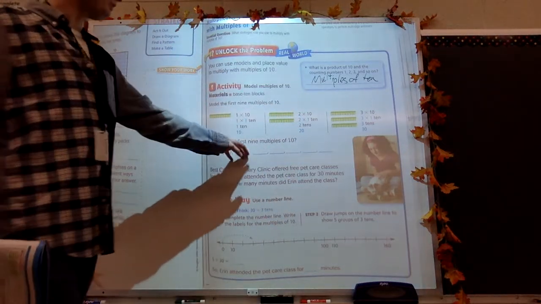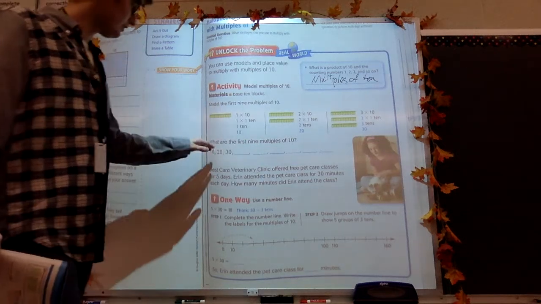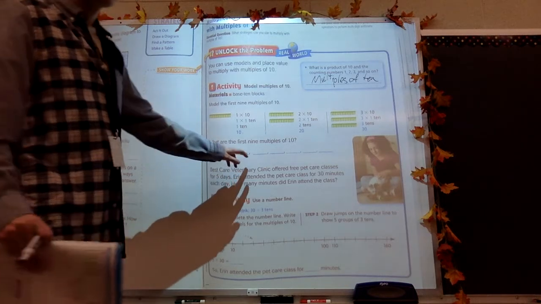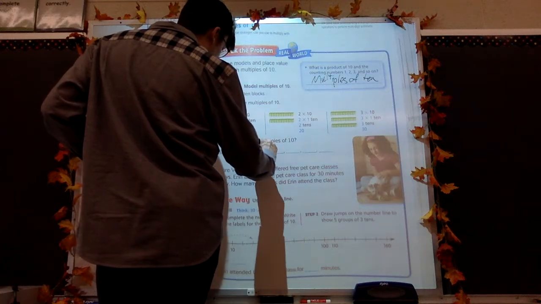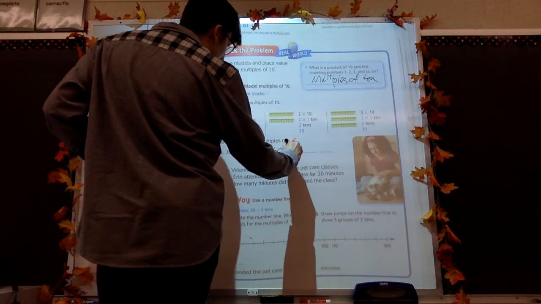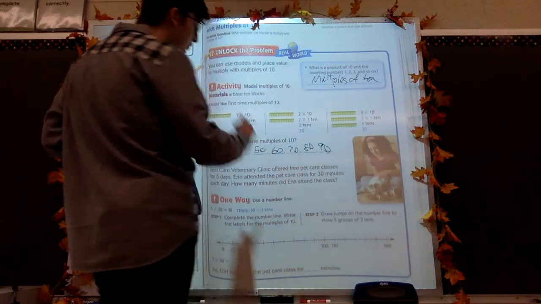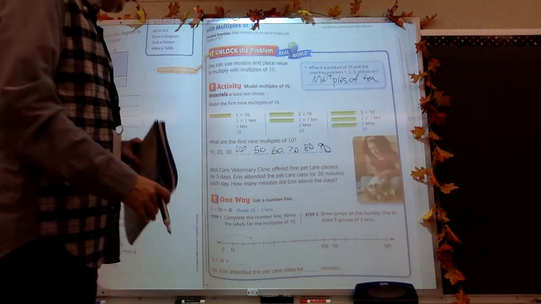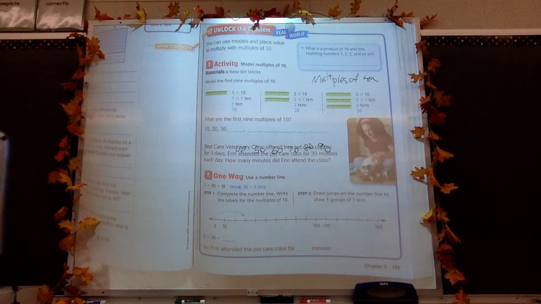So what are the first 9 multiples of 10? And they start us off right here. 10, 20, 30, 40, 50, 60, 70, 80, finally 90. Those are the first 9 multiples of 10. Moving down a little bit here.